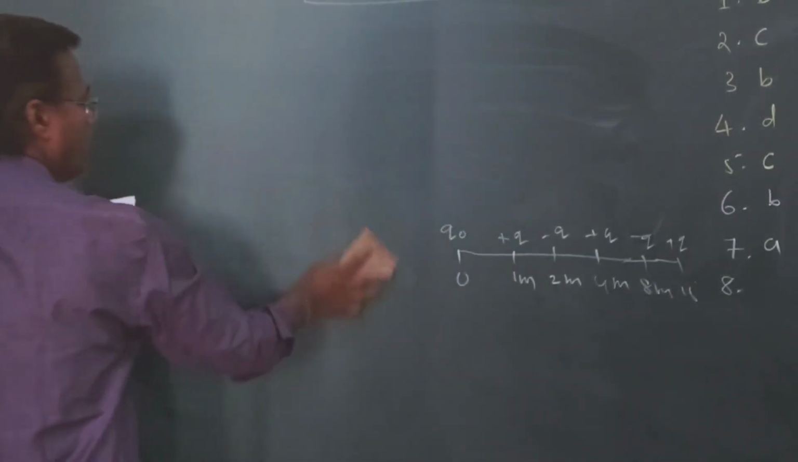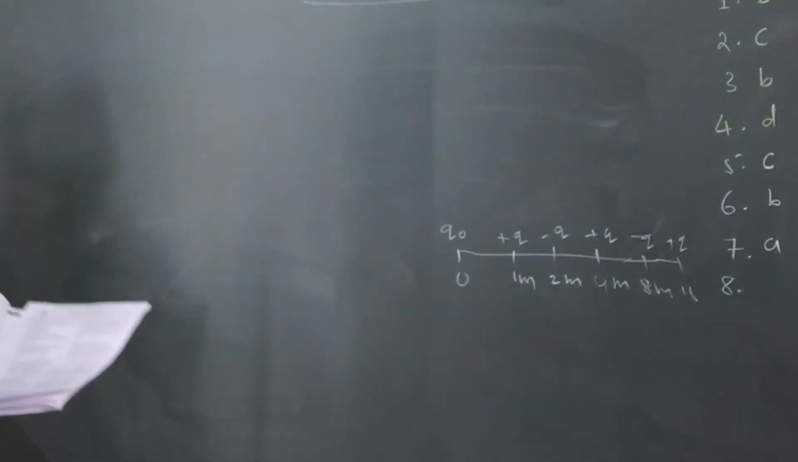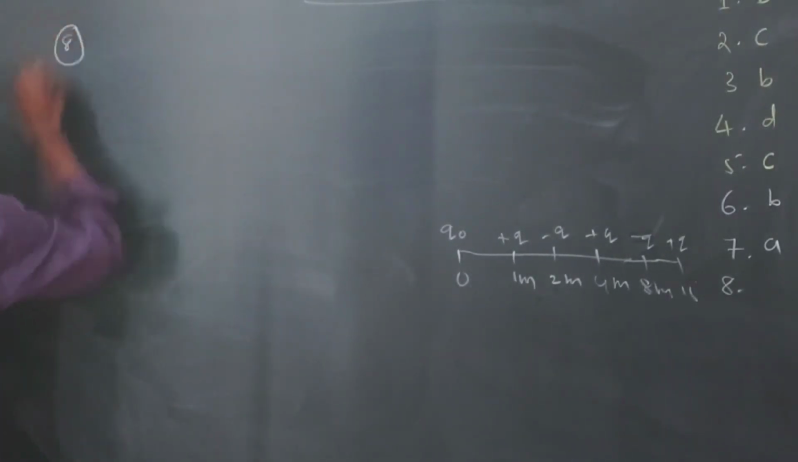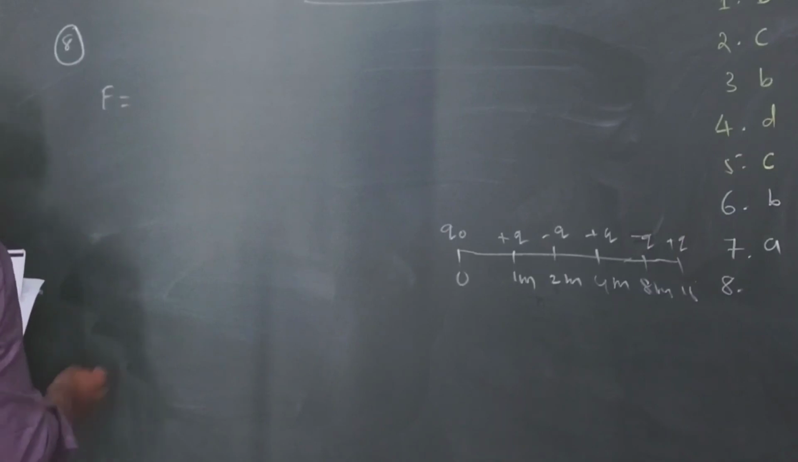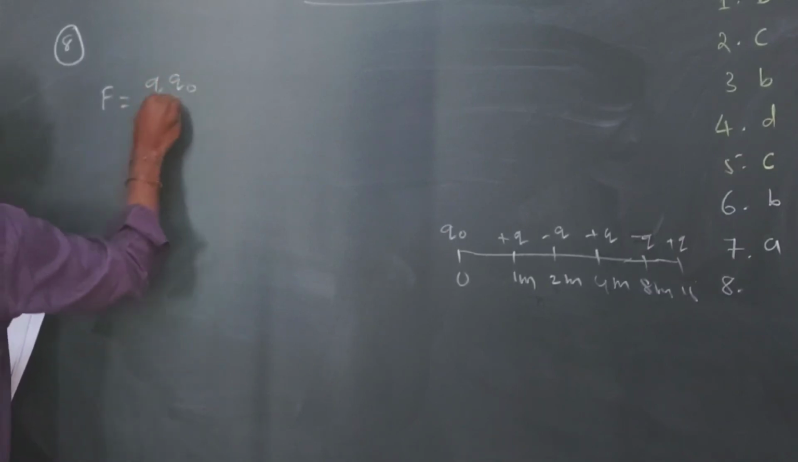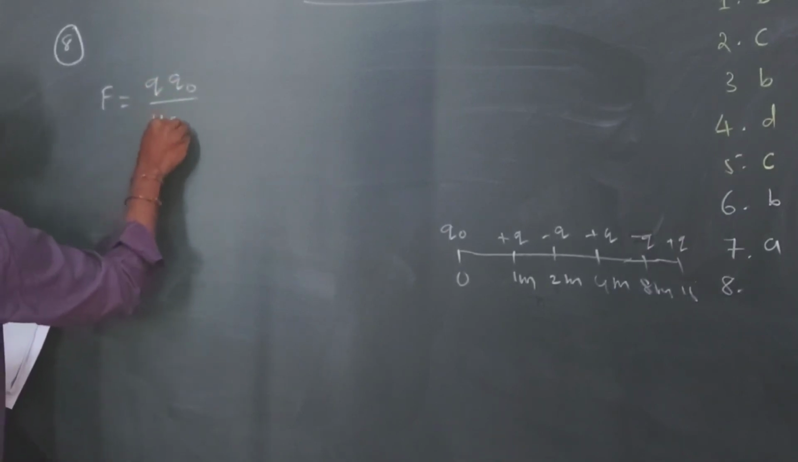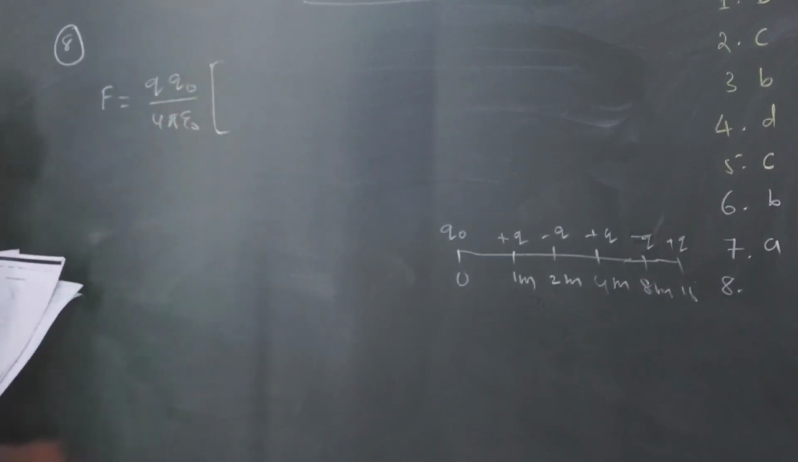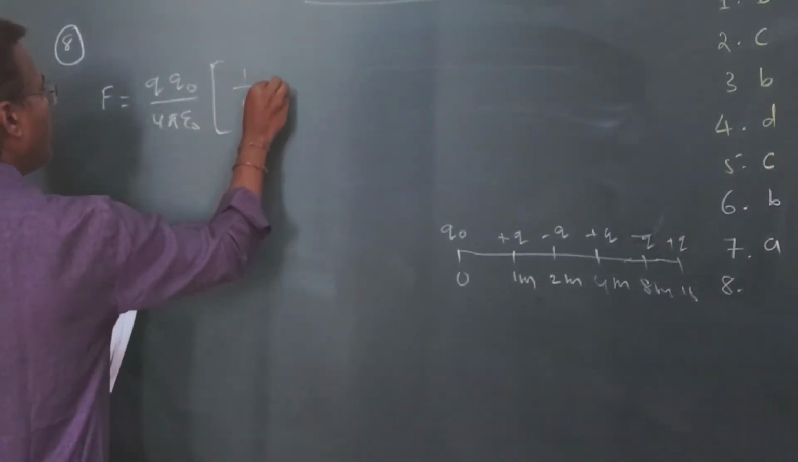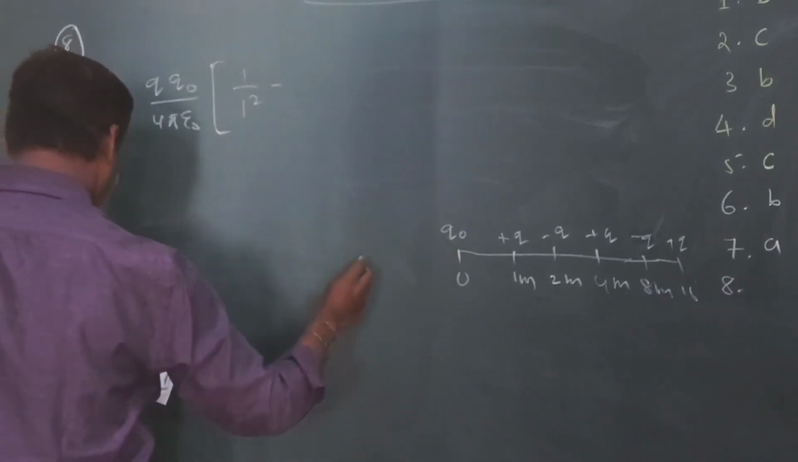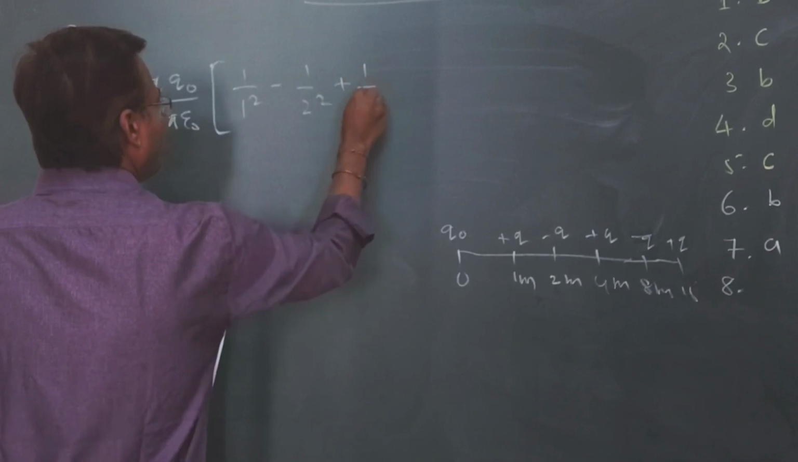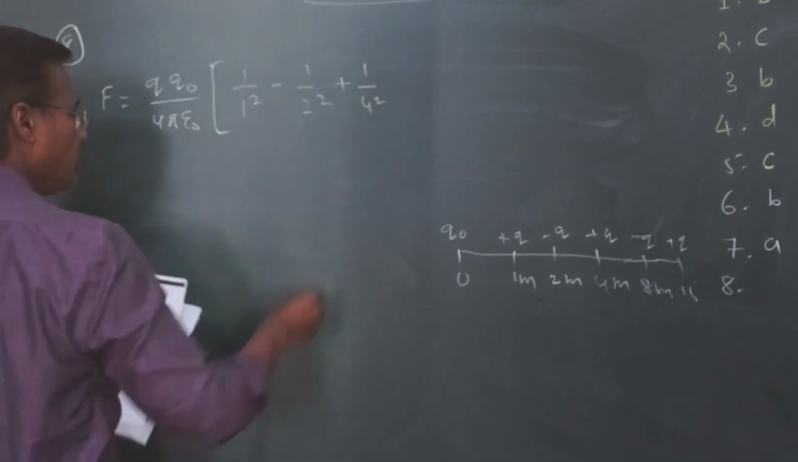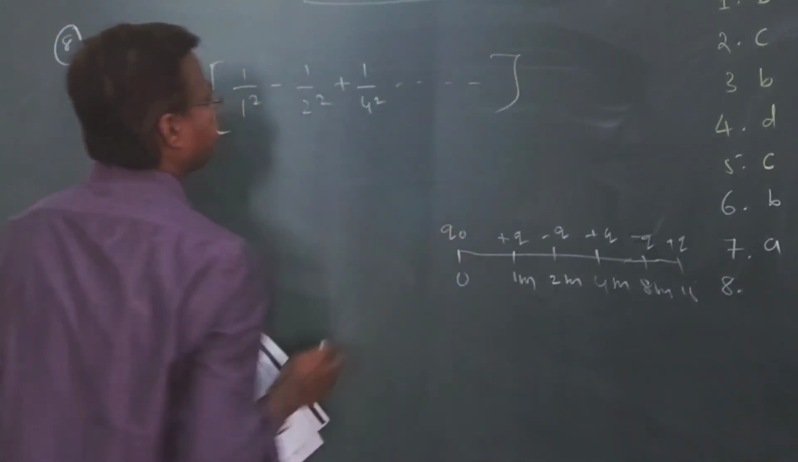In question number 8, they have asked us to calculate the force experienced by that test charge. So the force exerted on this one is F equal to q q naught by 4 pi epsilon naught r square, the formula. So one is 1 by 1 square, minus, this was plus. Next, 1 by 2 square, alternately plus 1 by 4 square. It is going to be like this.